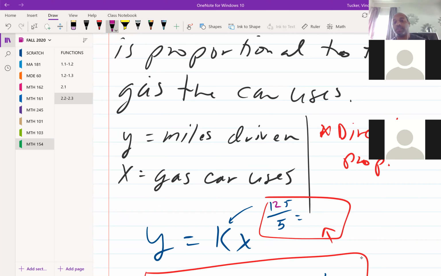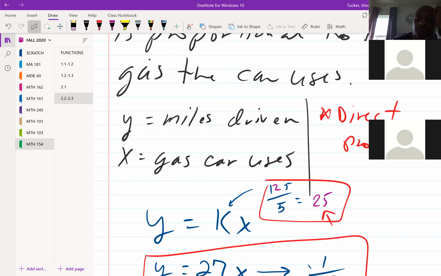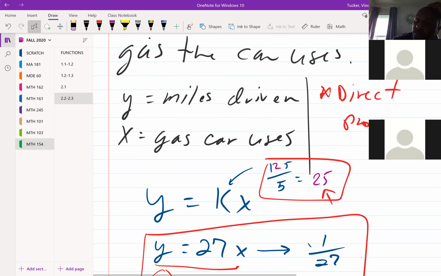This time we got 120. I had 135. This time we had 125. So they want us to write both constants of proportionality. The first one is just taking that 125 miles on 5 gallons of gas. Just do 125 divided by 5, and that's 25.